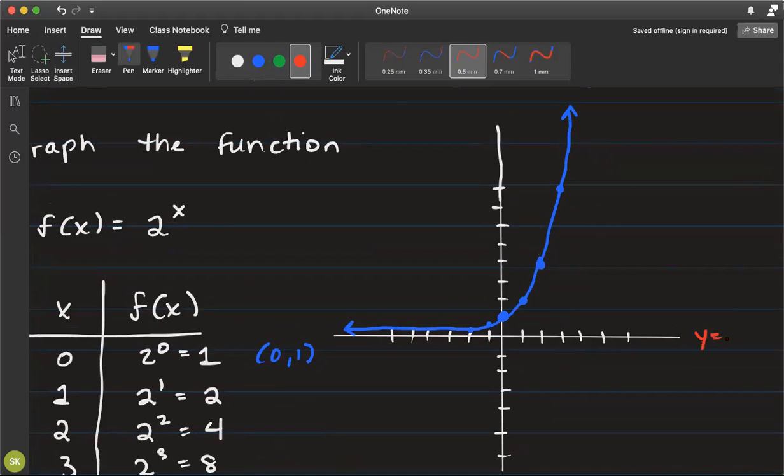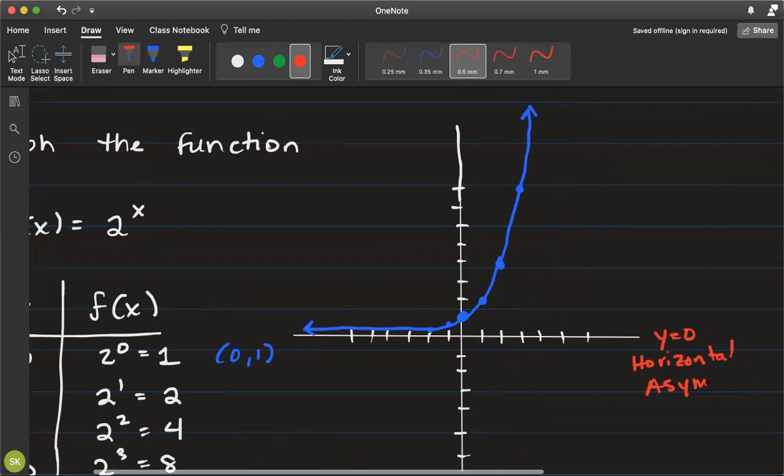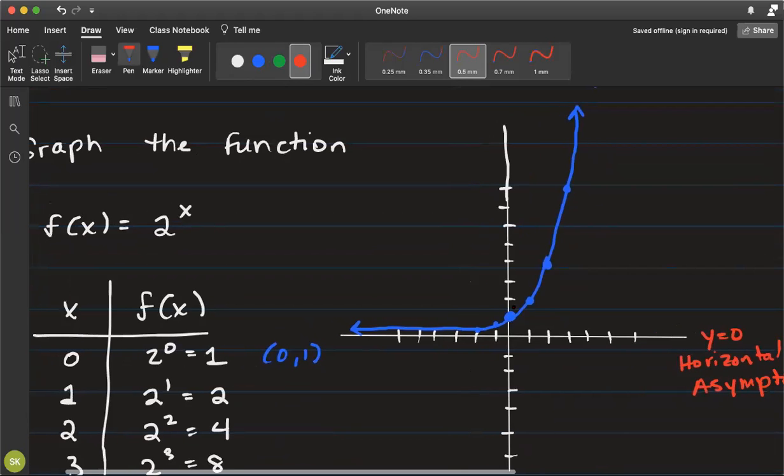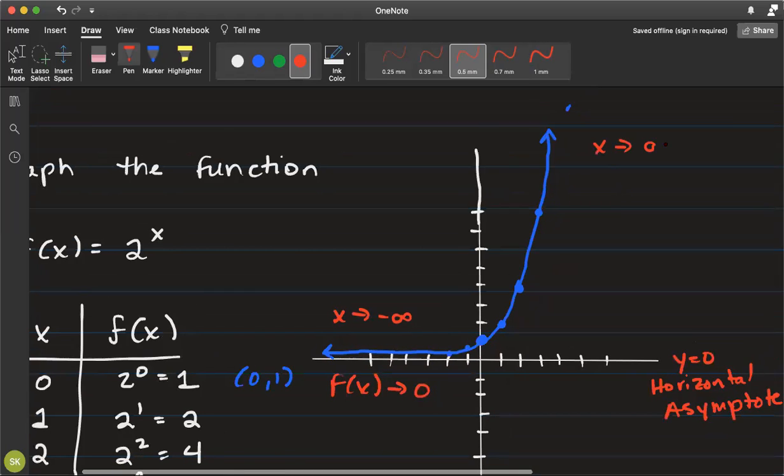This line y equals 0 is a horizontal asymptote, because as x approaches negative infinity, this way, your function f of x approaches 0. You can see that we're getting closer and closer to this value y equals 0. But as x goes to positive infinity, so as we go out this way, you can see that our y's are going up towards infinity.